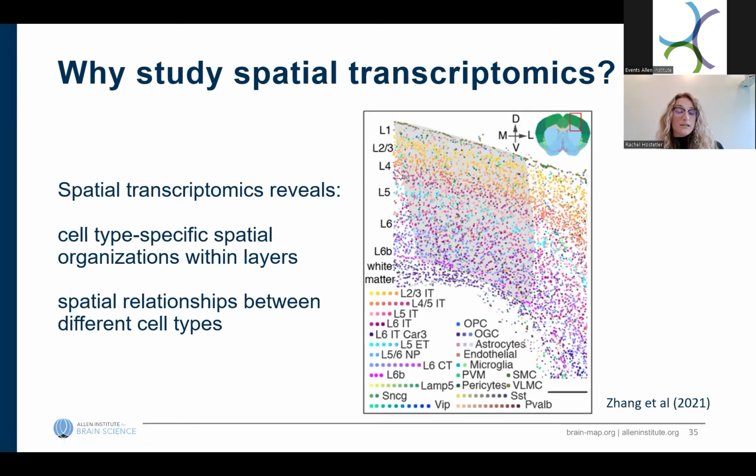And you would miss this if you just did single-cell transcriptomics and isolated layer 2-3. Again, you wouldn't know the spatial organization of these cells and where they are in relation to one another. And this is also important to highlight, especially when looking at particular inhibitory cells or interneurons that make local projections, to see which cells are near each other.